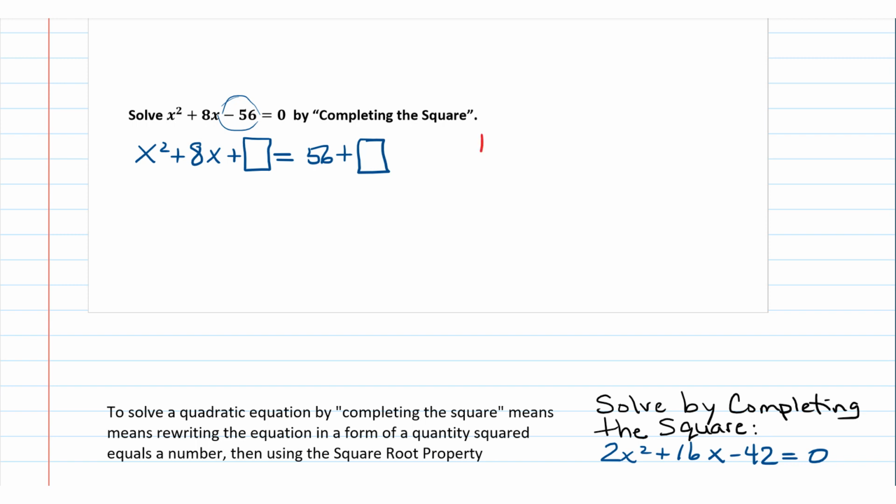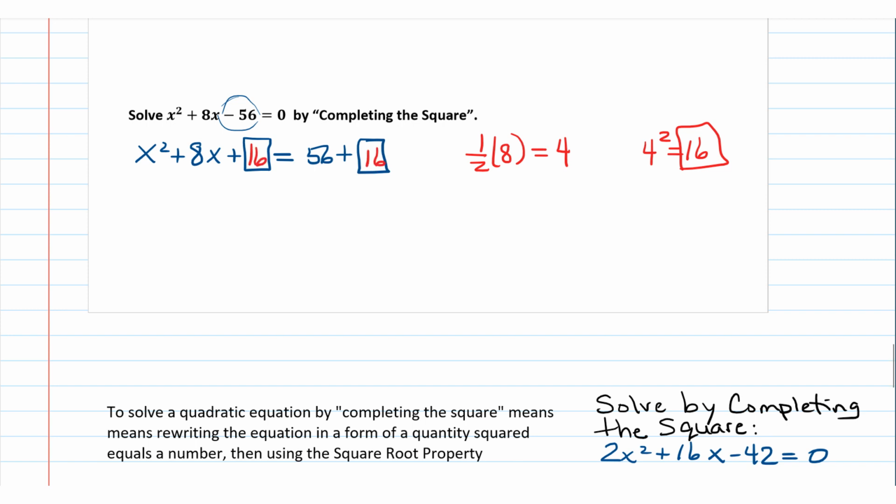Now, how do I figure out what's going to go in the box? I take half of b. b in this case is positive 8. Half of positive 8 is 4. But that's not the number I add to both sides. You then take that number and square it, and you get 16, and that's the number that goes in the box. So we're going to put 16 on both sides.